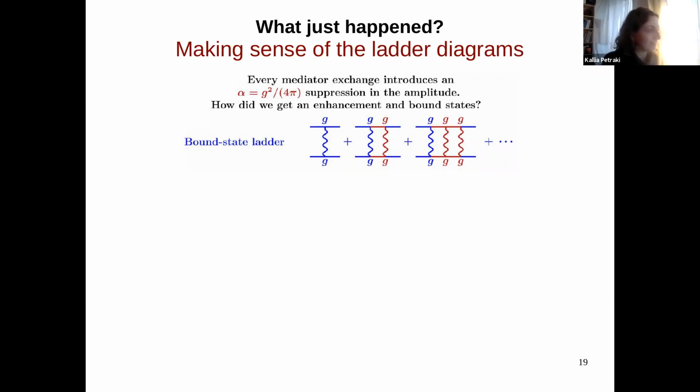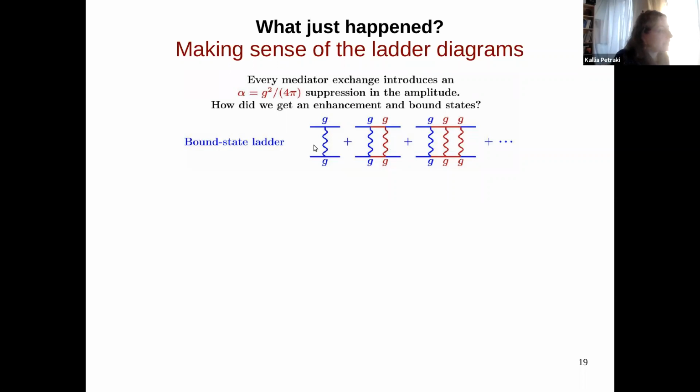We don't usually learn it in our field theory classes, although people who are familiar with non-relativistic effective field theories, of course, know this very well. So let me go through this. The question is, how come we got all these effects, the Sommerfeld effect and bound states, by just adding diagrams that are seemingly suppressed by higher orders in the couplings of the theory?